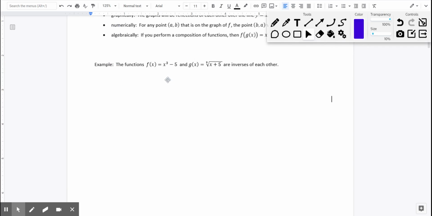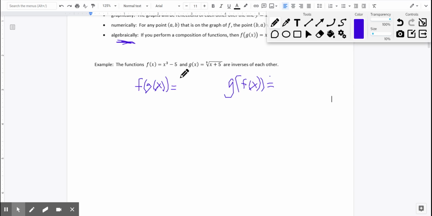So let's go ahead and show that here. We can algebraically show that these are inverses by doing f of g of x, and then we're going to do g of f of x as well. We're going to do both compositions.